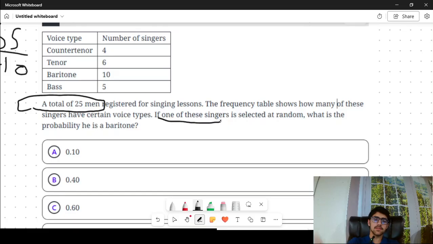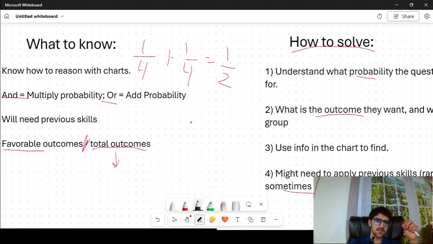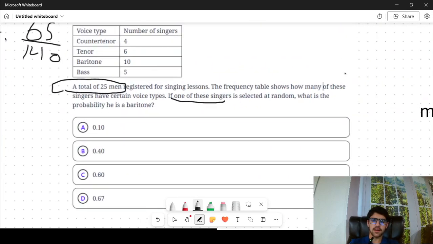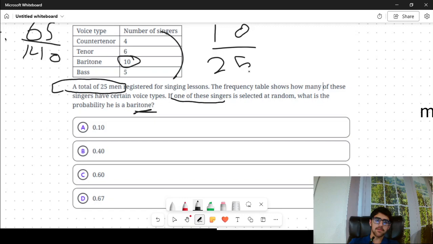The total outcome is everyone. It says of the following singers, if one of these singers, so we're talking about everyone. So we know that the denominator will be 25. And then what is the probability he is a baritone? A baritone shows up 10 times, so 10 of them are baritones. If you select one at random, 10 is the favorable outcome divided by 25, which is the total outcome. And then 10 divided by 25 is 0.4. You could have used Desmos for that if you needed to.